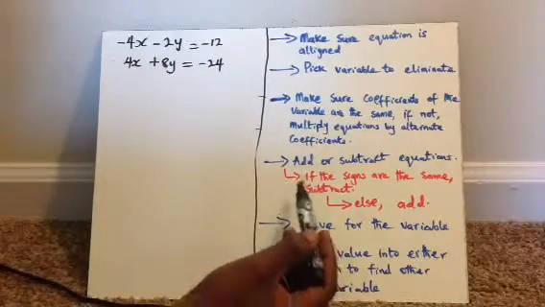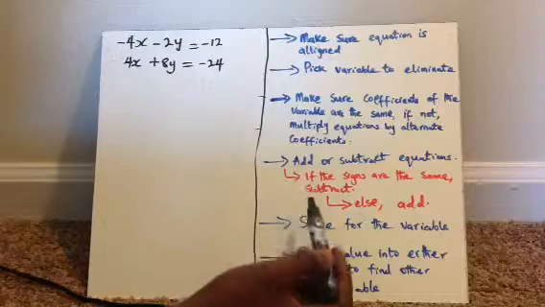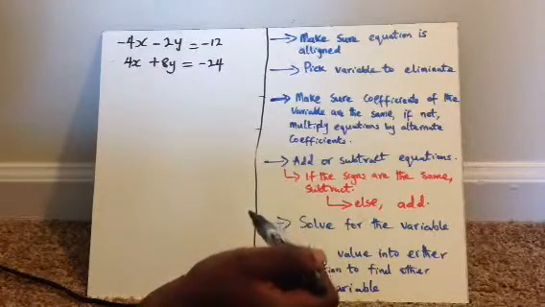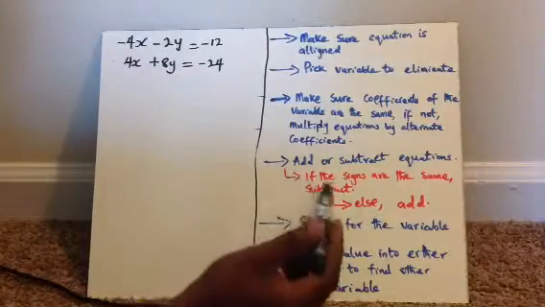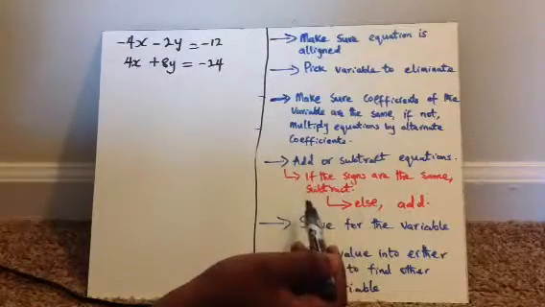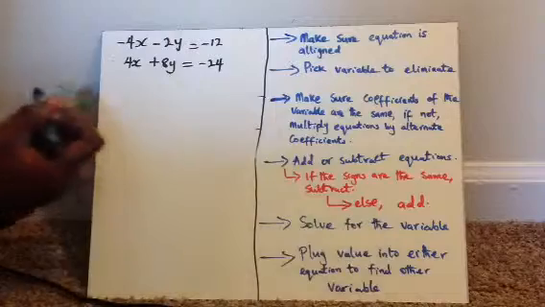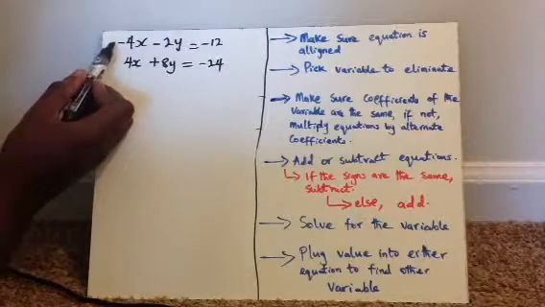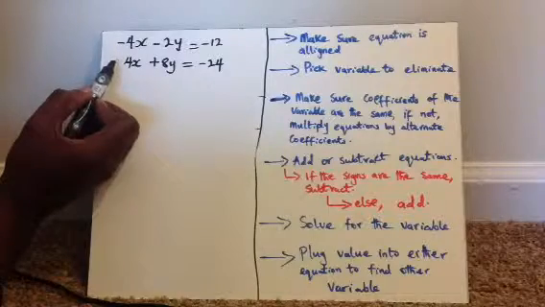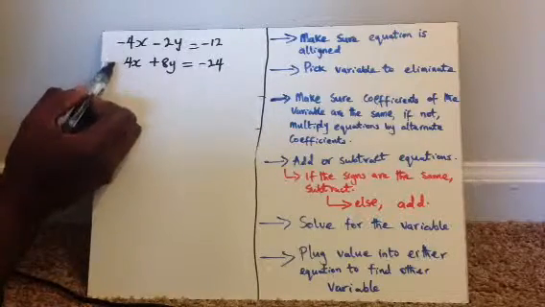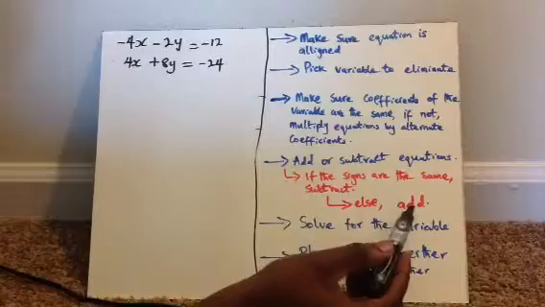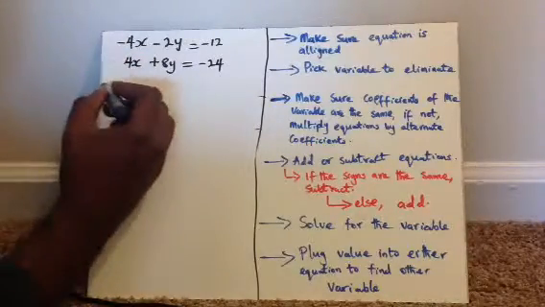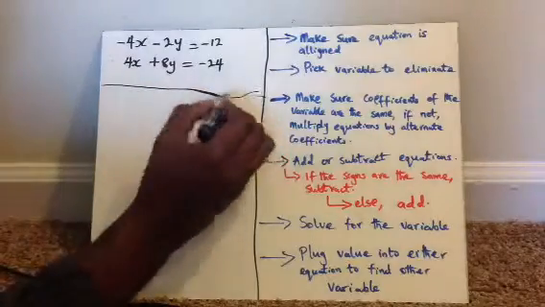Now I've written down here in red the conditions, how to know when to subtract or add. If the signs are the same, you subtract, else add. So by the signs, I mean this negative sign and a positive sign. So here we have a negative sign and we have a positive sign. So if they are different, we add. If they are the same, we subtract. In this case, you can see they're different, so we are going to add.